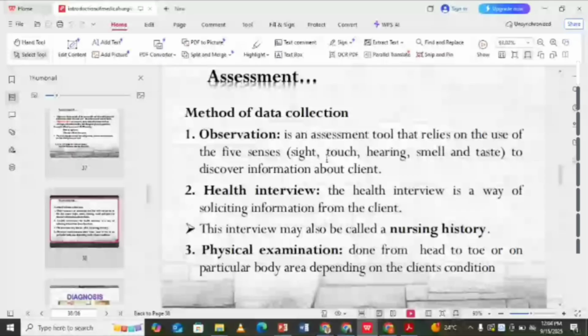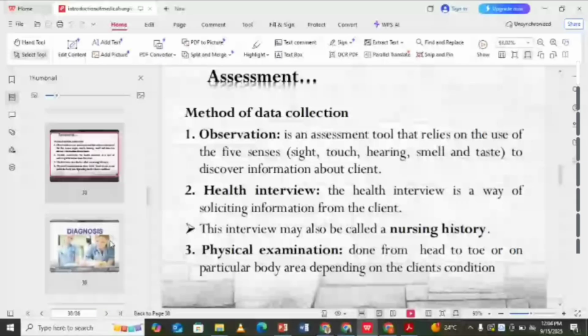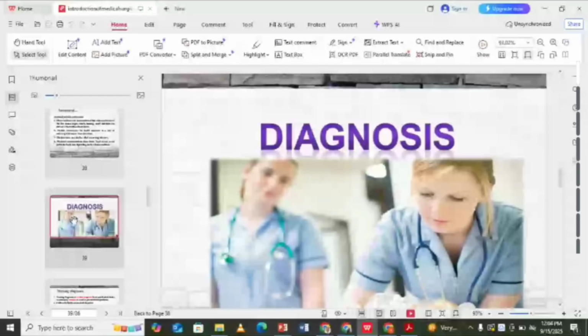which relies on the use of the 5 senses. You touch, you see, you hear, you smell, you taste. That can help you. The health interview, which again is a very good tool for soliciting information from the patient, and that helps you to collect, of course, the nursing history. Physical examination, head to toe examination, should give you information.